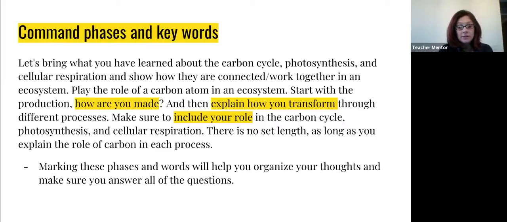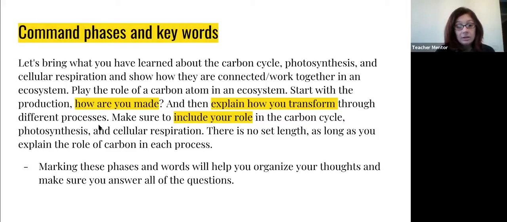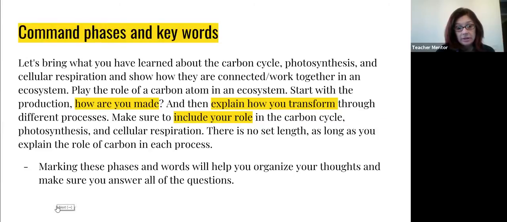Marking these phrases and words is going to help you organize your thoughts and make sure that you answer all of the questions. Because if you have made a list of these three things, you write your answer, and you've only answered how are you made, then you need to go back and include more information to fully get the points that you deserve.